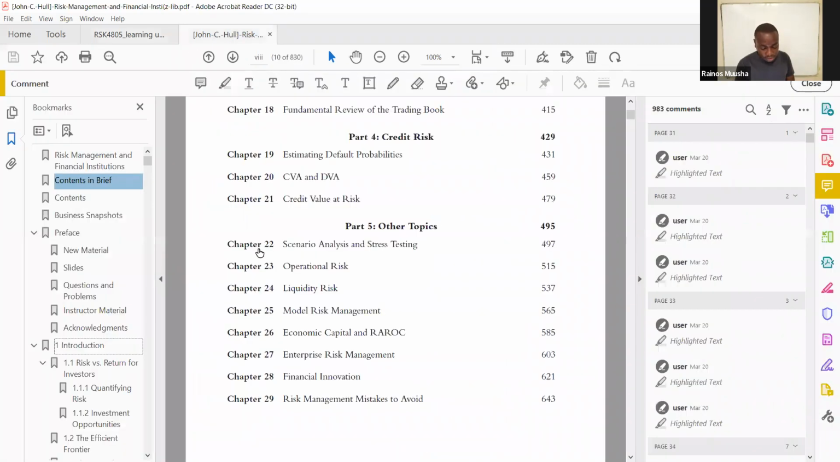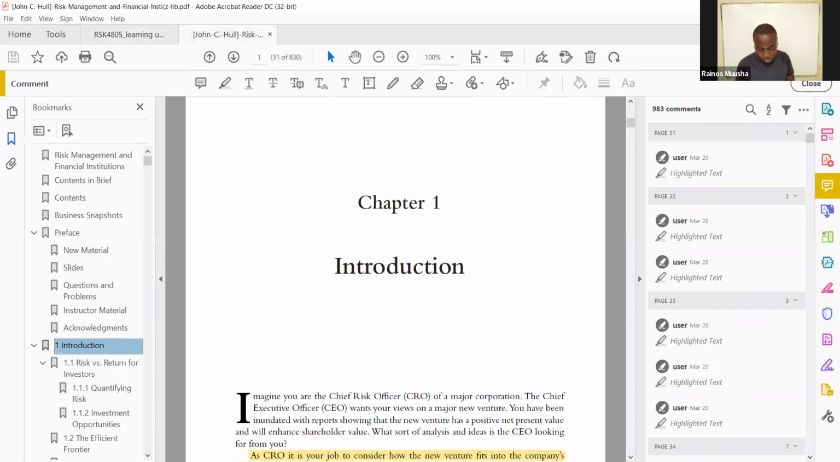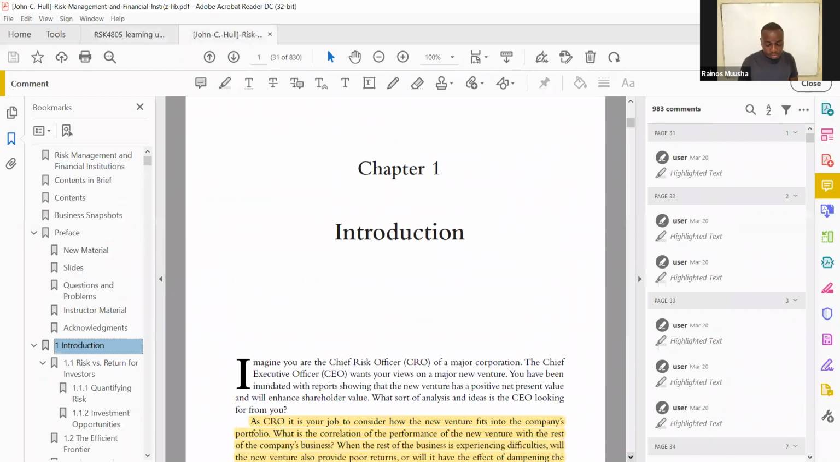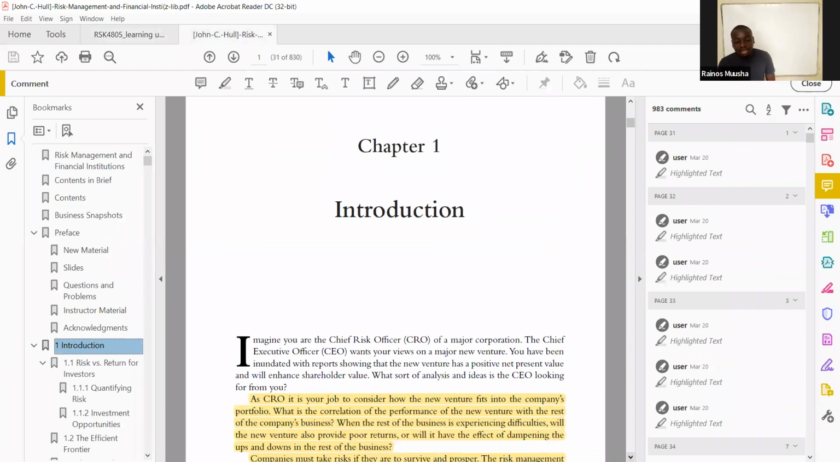So we are now going to look at chapter 1 of the textbook, which is found under learning unit 1. Are there any questions before we look at chapter 1 of the textbook, which is under learning unit 1? Any questions?